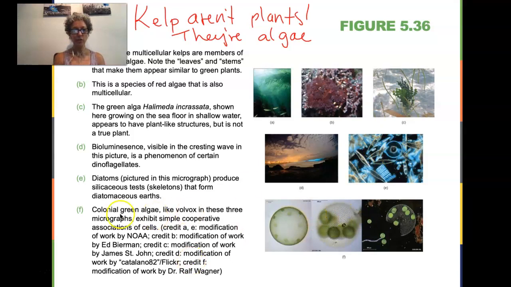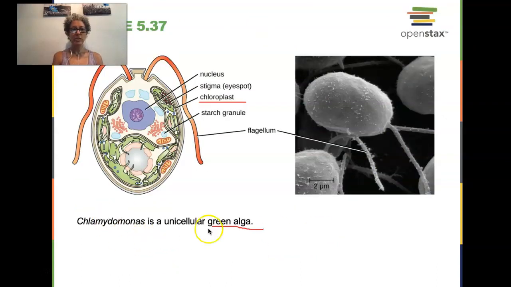And in our final picture, we have colonial green algae like Volvox. They have cooperative association between cells, and so they look like these giant floating little biospheres. Chlamydomonas are green algae, and they are also single cellular. So they have the nucleus, they have chloroplasts, they have mitochondria, and again, they have an eye spot, this collection of photosensitive pigments. It is unicellular, so these are not cells that are the eye spot. They are collections of pigments that form the eye spot.